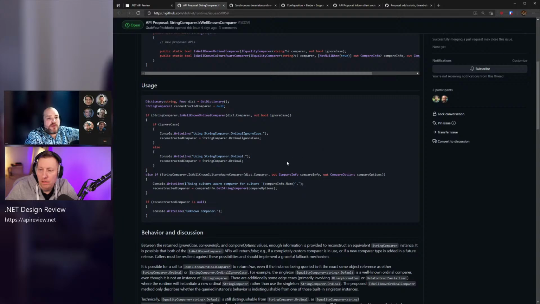And I believe the nullable annotations on this are all correct, but who knows? Someone smarter than me is going to have to look at that. Well, the compiler will tell you too. Do you need to use both? Because the first one is well-known ordinal.